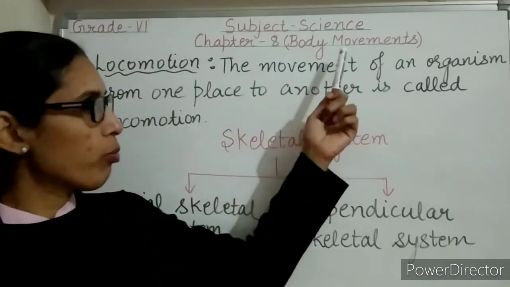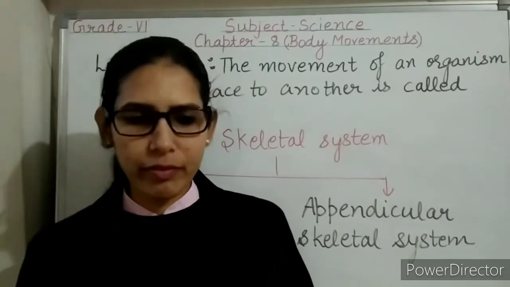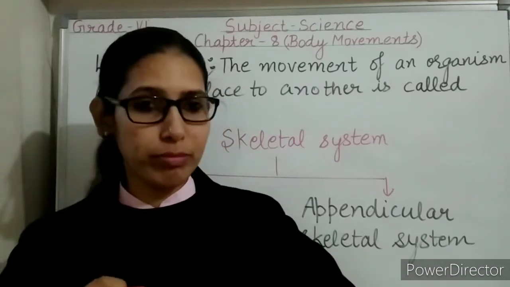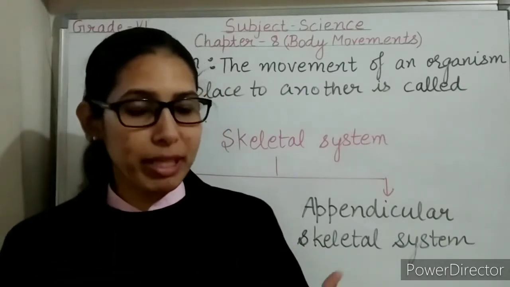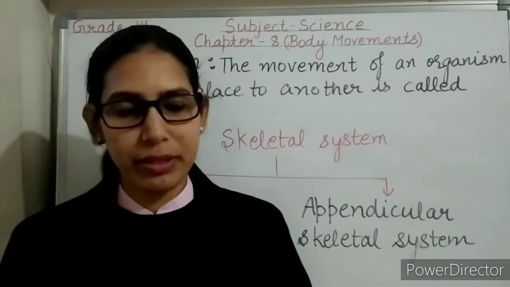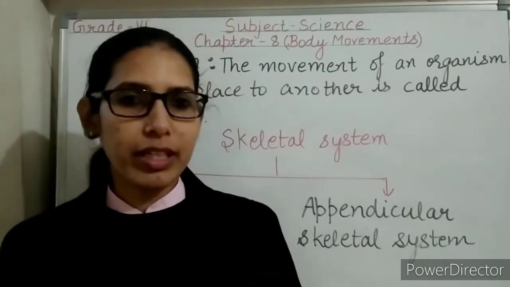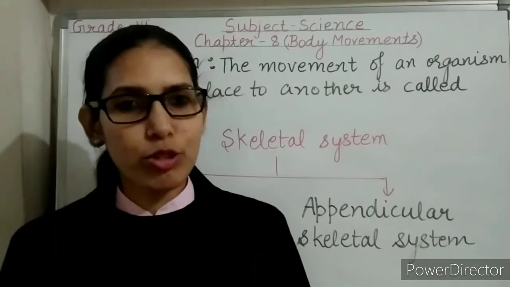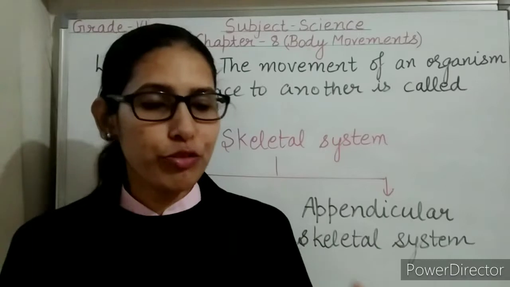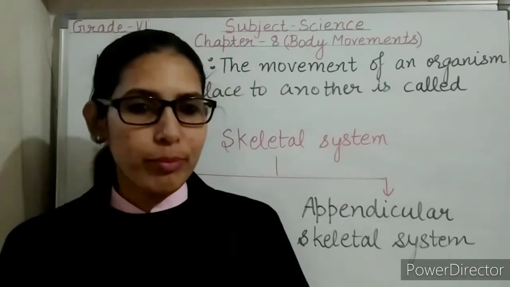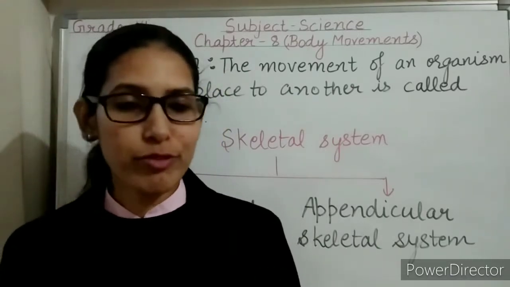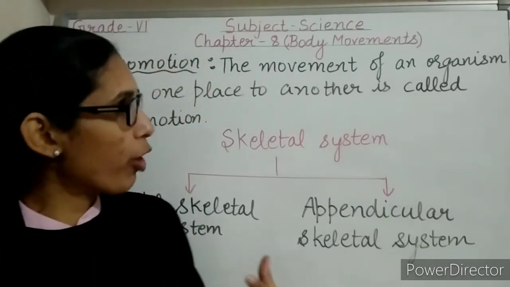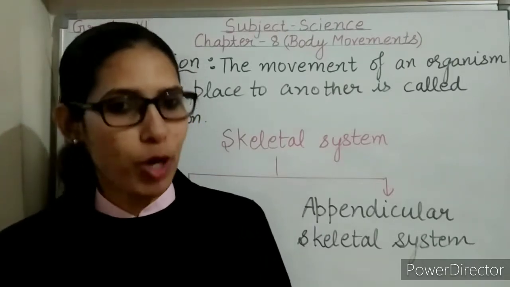As the chapter is all about body movements, we know that body movements are very important. To perform our day-to-day activities, we have to move our body parts. We have to make body movements. So these are very important. Other animals also move from one place to another in search of food, water, etc. And they also move so as to save themselves from the predators. So in this chapter we'll study how body movements become possible.